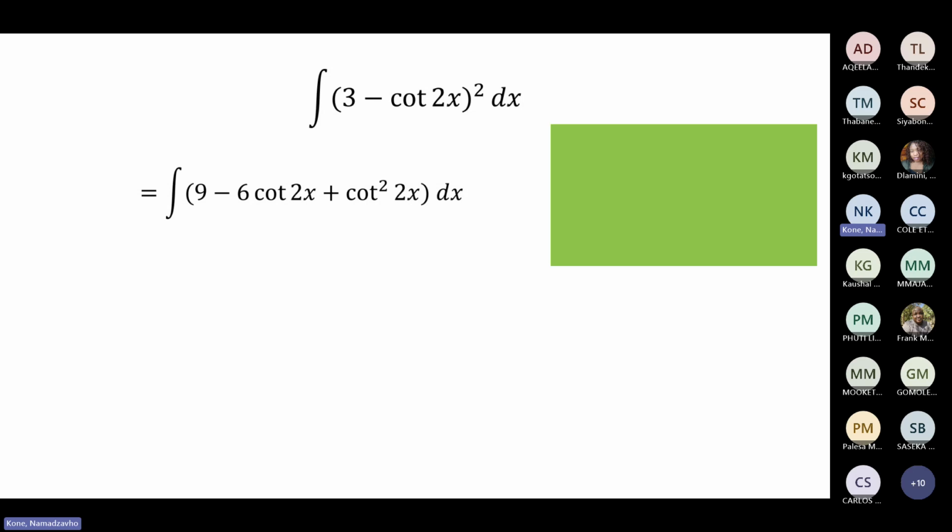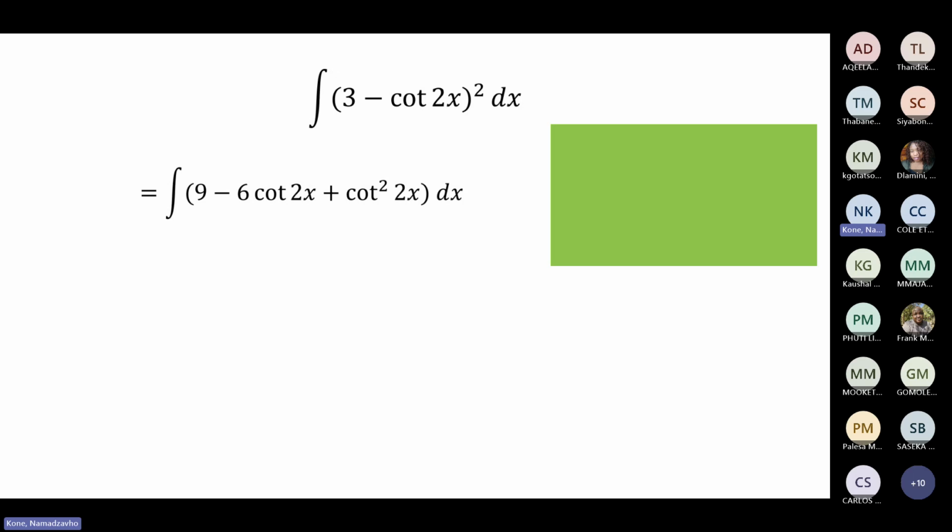Then when you look at the terms in the brackets, if you go to your information booklet and you go to the integrals, you will find that the first integral is the integral of a constant, which can be done easily. And for the second term, minus 6 cot 2x, if you check on the list of integrals, there is an integral there from which you can directly find this integral.